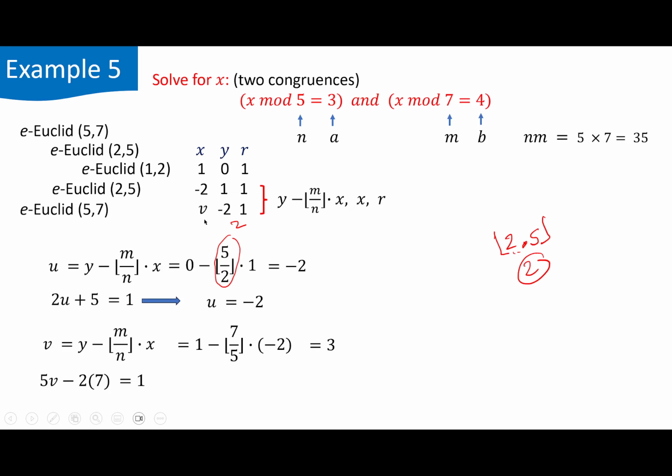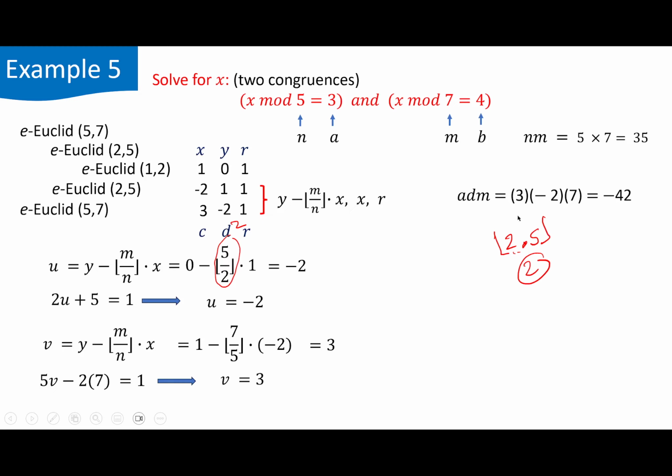I like to do it in a different way. I can do 5v minus 2 times 7 is equal to 1. You get v to be equal to 3. So now we got all of this here. Now we apply the formula. So what's a, d, m? We have everything. A, I have it, 3. D, I have it. This one, d, is minus 2.